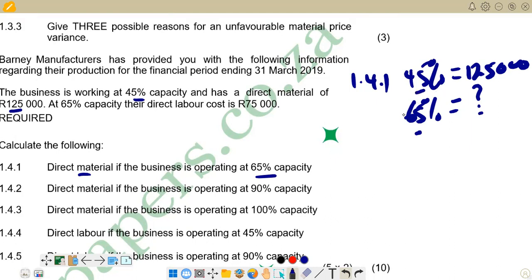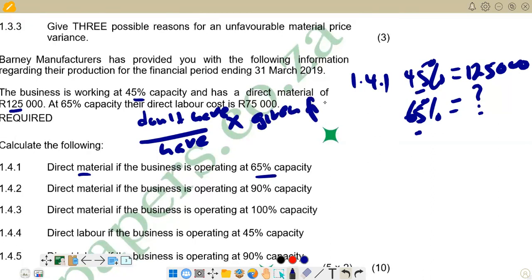So basically there you are just going to employ the formula: what you don't have, I put it as a denominator, then what you have, you put it as a numerator, then you multiply by the given figure. In this sense, the given figure is 125,000. So you can just multiply it in that format. What we don't have here is 65%, and what we have is 45%. Then we multiply by the given figure, which is 125,000.